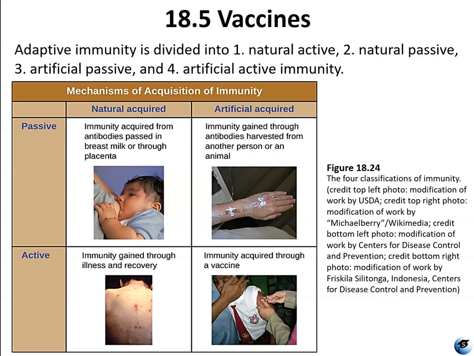The natural acquired active immunity is going to be immunity that's gained through illness and then recovery. So initial exposure and then secondary exposure. Artificial acquired passive immunity is immunity gained through antibodies that are harvested from another person or from another animal. And then artificial acquired active immunity is acquired through vaccines. So let's talk about vaccines.